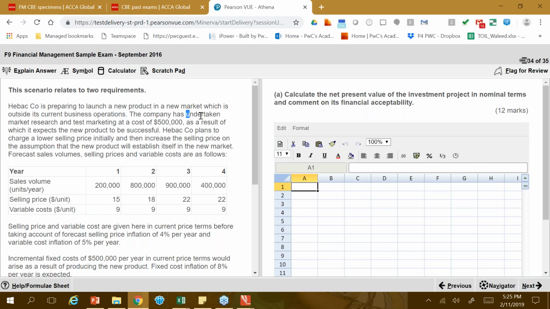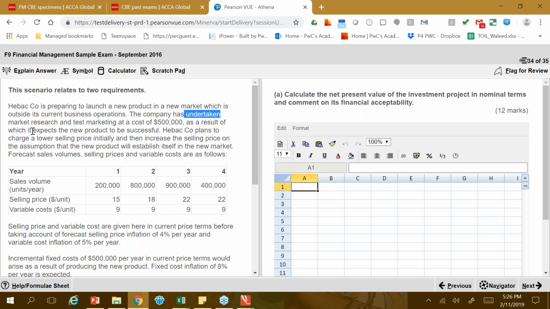The company has undertaken market research and test marketing at a cost of $500,000. Now, interesting here, what will we do with this? This has already been undertaken. Remember, the NPV analysis takes into account relevant cash flows, and relevant cash flows are future cash flows. So we never think of past cash flows which have already been incurred. This market research cost of 500,000 is a past cost. It is a sunk cost, and therefore it will not come within my NPV calculations.